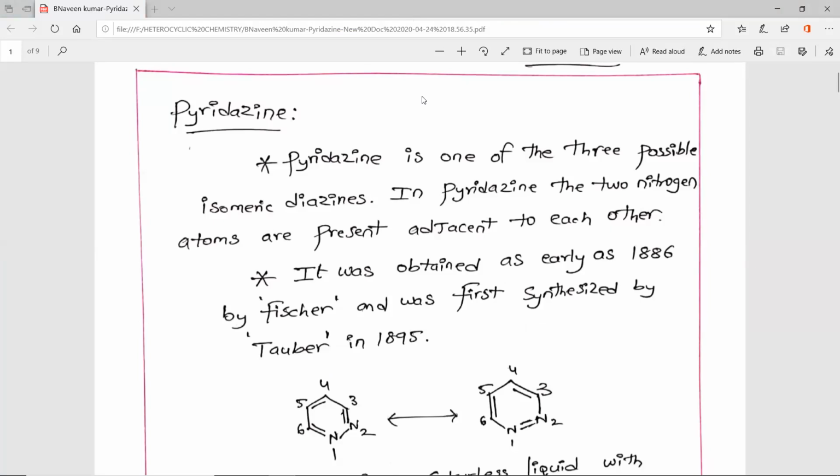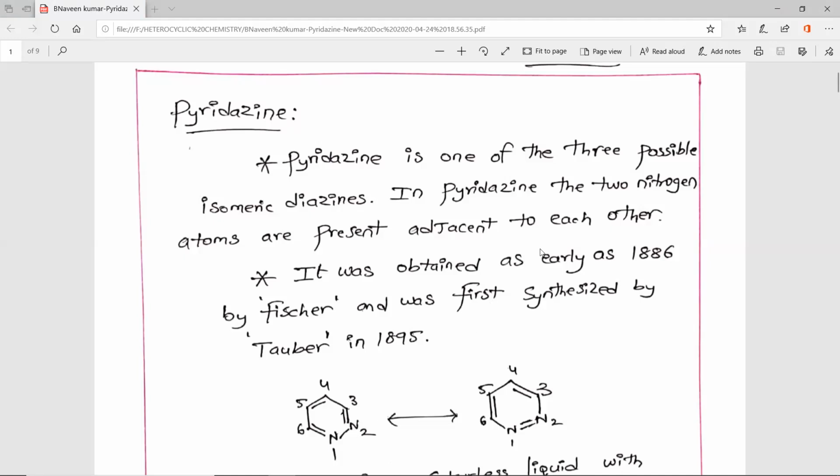Now let us see the three diazines one by one. First, taking up pyridazine. In pyridazine, the 2 nitrogen atoms are in 1, 2 position. So pyridazine is one of the 3 possible isomeric diazines, that is 1,2, 1,3, 1,4. So pyridazine is a 1,2 diazine. In pyridazine, the 2 nitrogen atoms are present adjacent to each other, that is in 1, 2 positions.